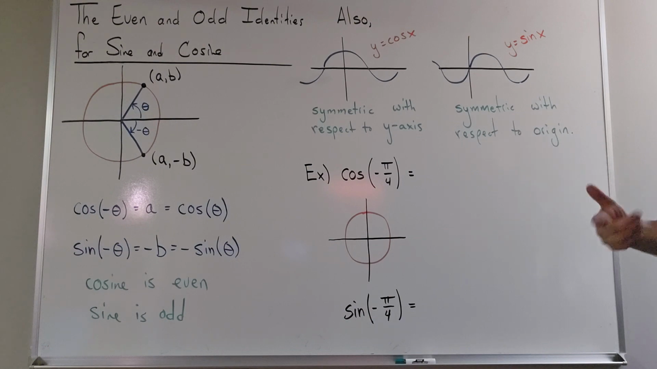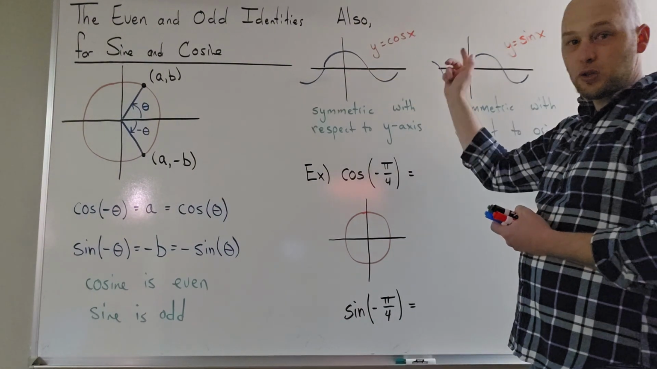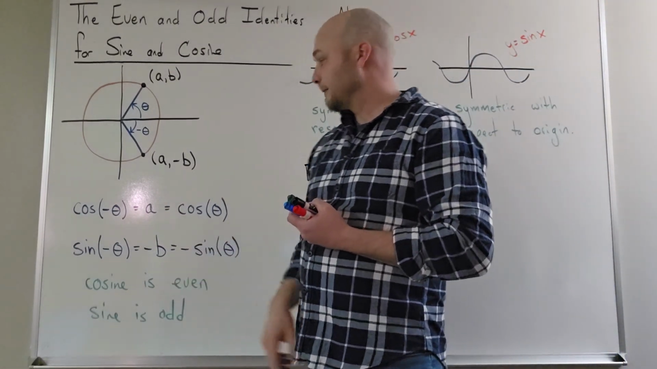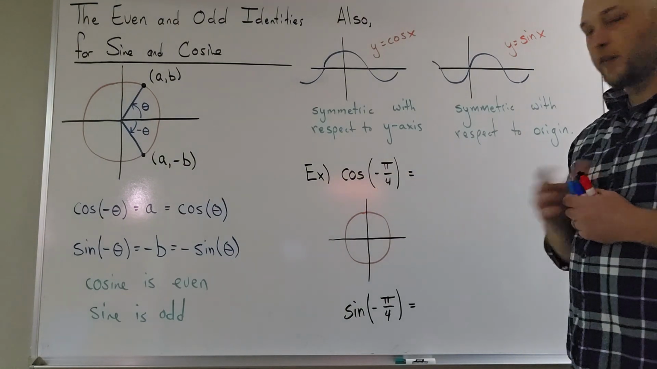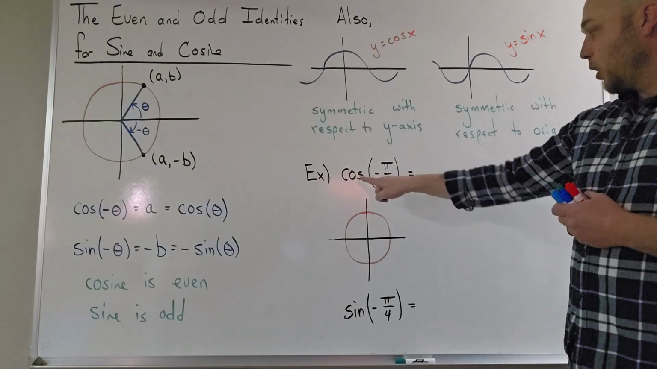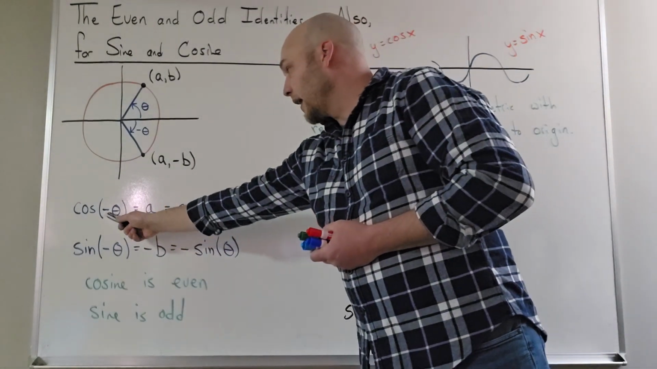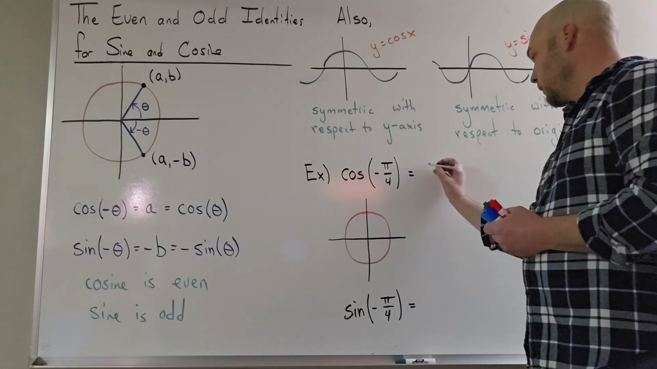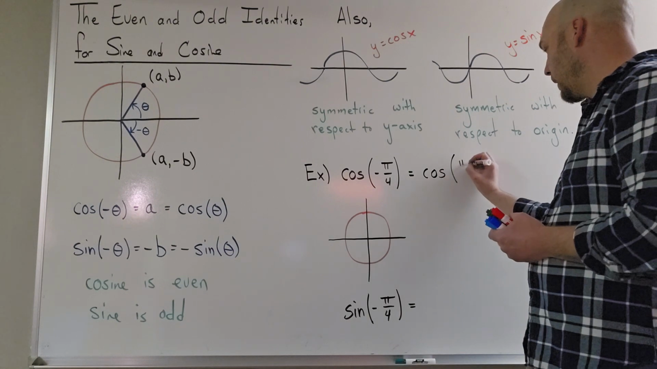And there's two different ways to interpret even and odd functions. We can either look at it graphically with the symmetry, or we can look at it algebraically with these properties of functions. Okay, let's use the even and odd identities for sine and cosine to evaluate a couple of trig values. Cosine of negative pi over 4. Well, if I use this identity right here, negative pi over 4, I can replace that with positive pi over 4, giving the cosine of negative pi over 4 would be cosine of positive pi over 4.